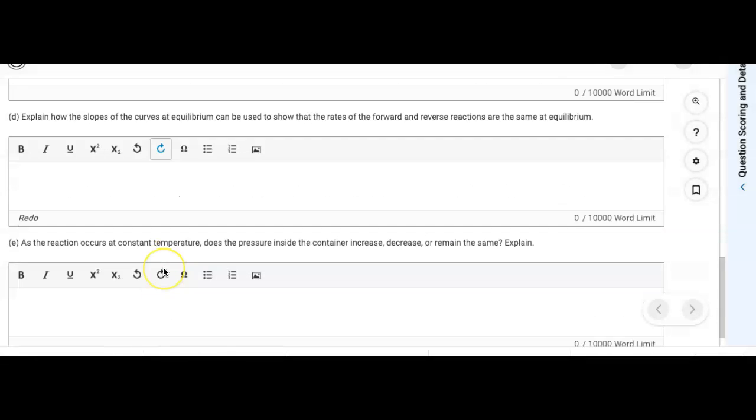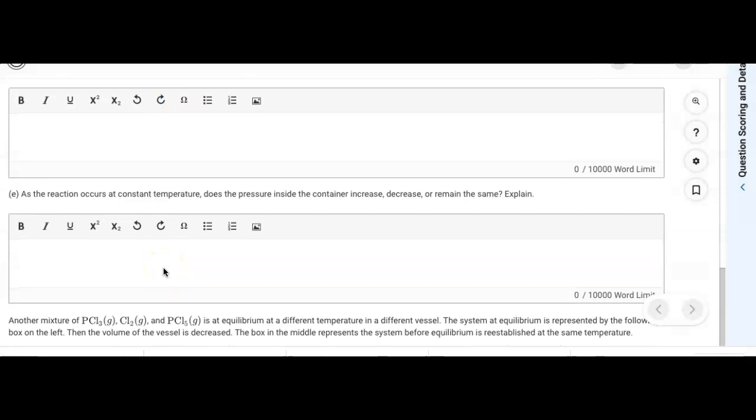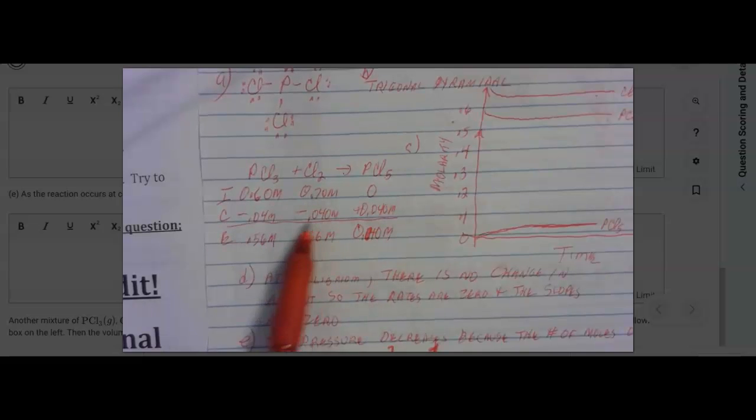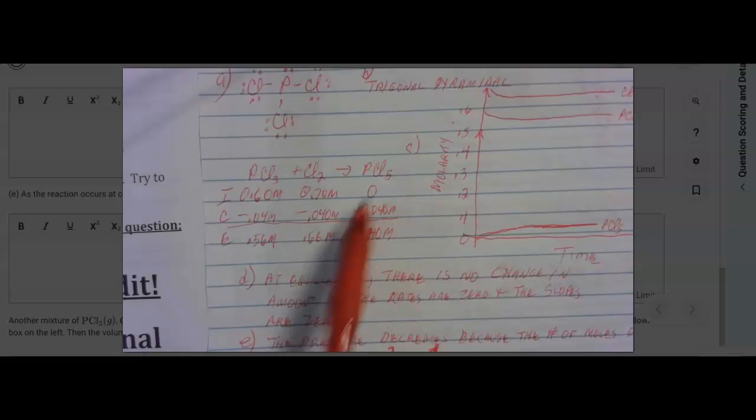Part E. As a reaction occurs at constant temperature, does the pressure inside the container increase, decrease, or remain the same? Well, I can talk about this a couple different ways. One way is looking back at the ICE table. Notice that the overall change is a decrease of 0.08 molar and an increase of 0.04. Well, pressure and molarity are proportional. So if the molarity is going down, the pressure is going down.